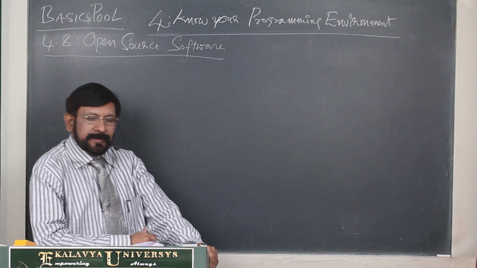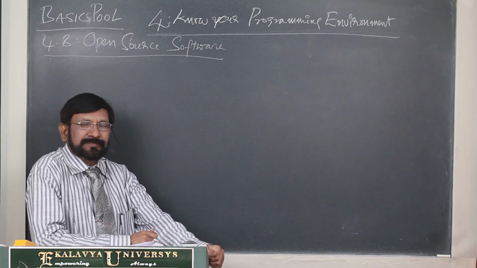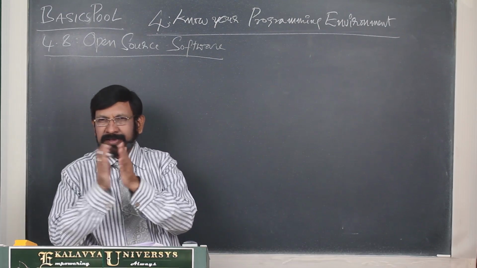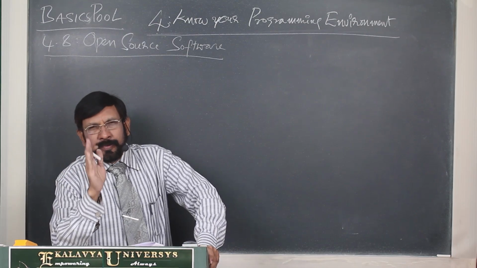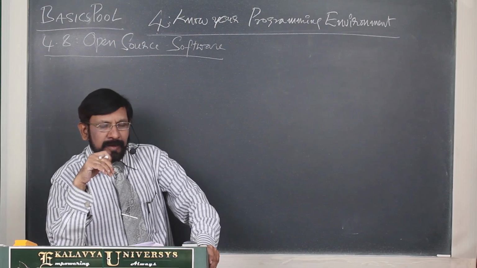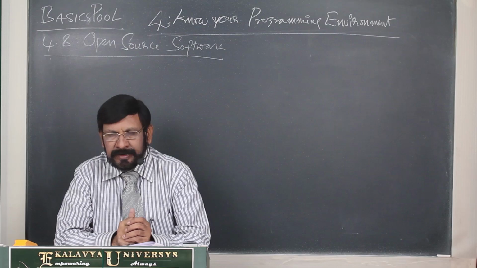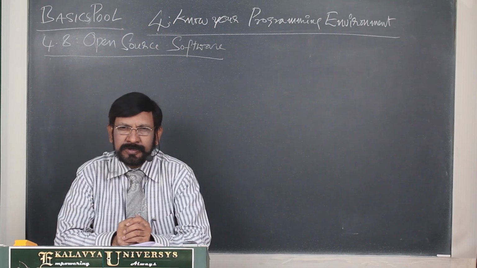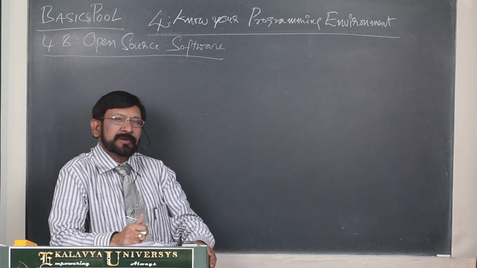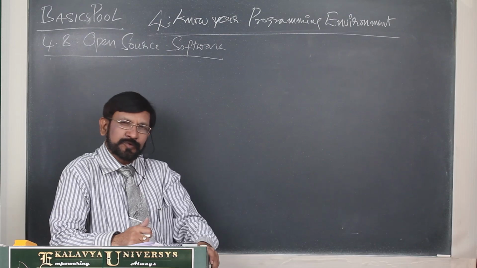Now, let us take up the concept number 4.8, open source software. Actually, software can be classified into two groups: proprietary softwares and open source softwares. Proprietary softwares are developed by certain companies or a group of individuals. Here, the proprietary developers are the owners of the software, so we cannot access the source code.